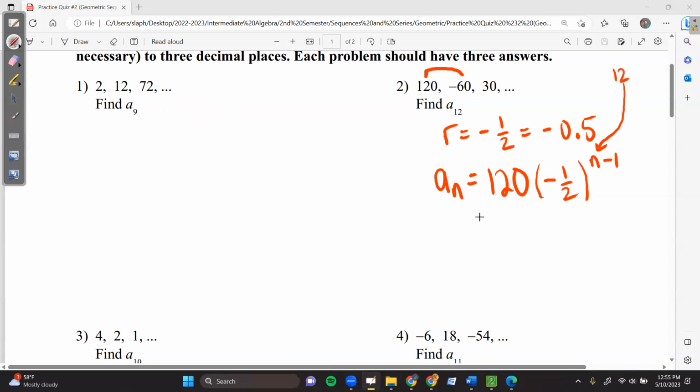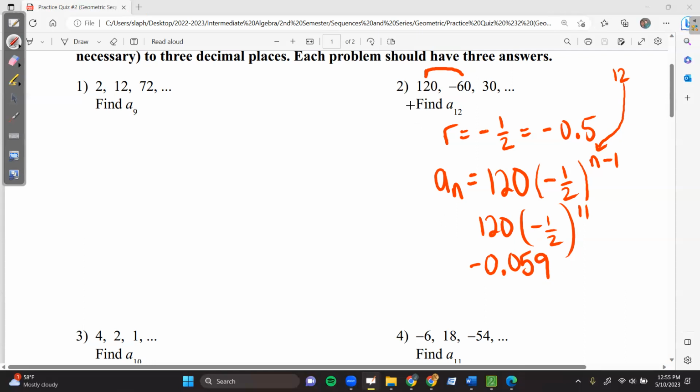You're literally just going to change that n into the number 12 and type it into your calculator. So you should be typing in 120 times -1/2. Remember, you just use your division sign for a fraction, and you're going to raise it to the power of 11. And after you round that off, you should get -0.059. And that is that.